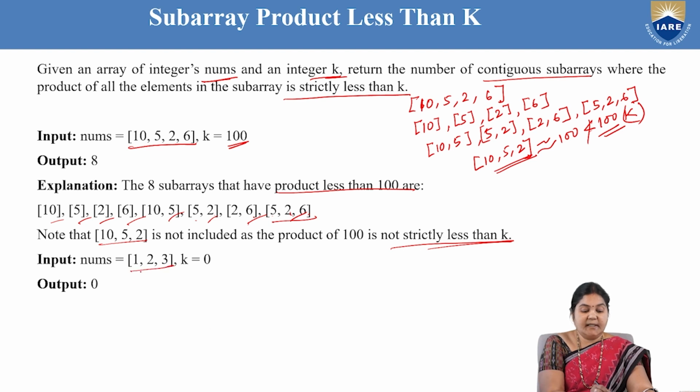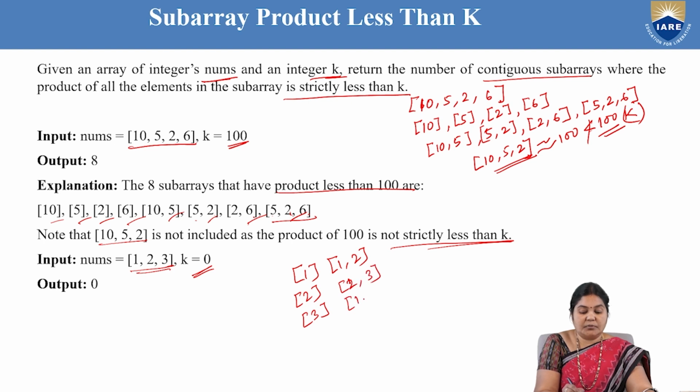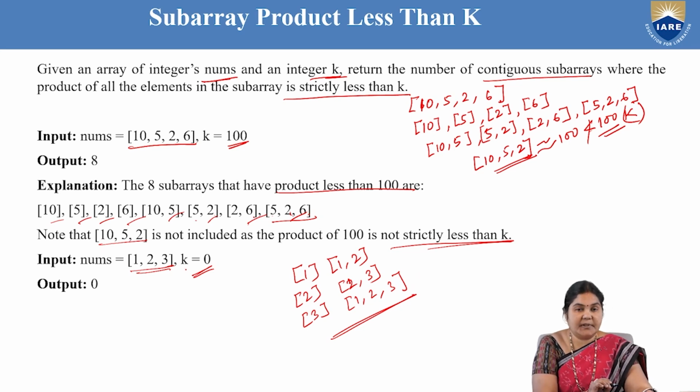Right. In the second example, there is a nums array containing 3 elements, 1, 2, 3, but the k value is given as 0. So, if you take any subarray, either 1 or 2 as a single element, or double elements 1, 2 or 2, 3, or 1, 2, 3, the product of these subarrays is never less than 0. It will be a valid positive integer. So, that's why the output is 0.